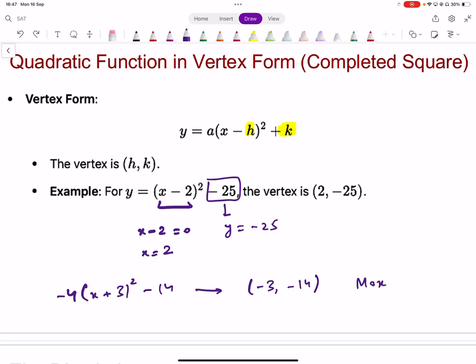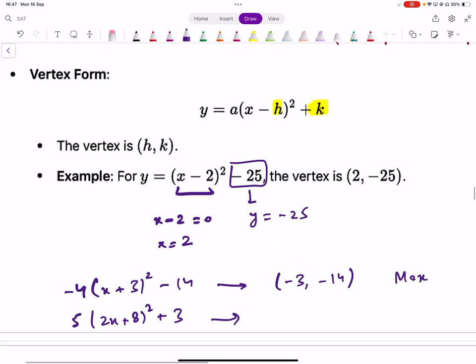Okay. Let's say you have 5 into 2x plus 8 whole squared plus 3. What's the turning point of this? Equate whatever is inside the bracket to 0. 2x plus 8 equals 0. That gives you x equal to minus 4. Okay? And then the number outside, that is 3. That's the y coordinate. And this is a minimum point.